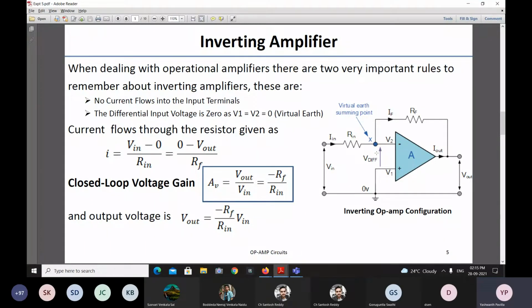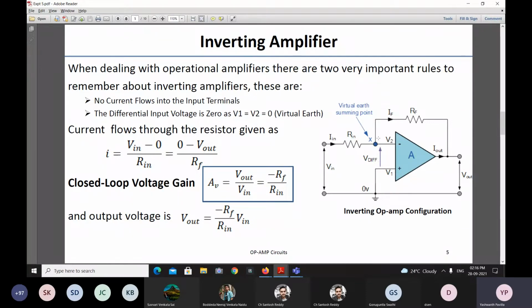They are not actually shorted, but the voltage difference between these two terminals will be approximately zero. This concept has a few shortcomings, which is the reason why we use it only when we connect in a negative feedback fashion. Whenever we connect a negative feedback, we use this concept. Next, since we are using this concept, the positive terminal is connected to ground, and so V1 equals V2, which is 0.